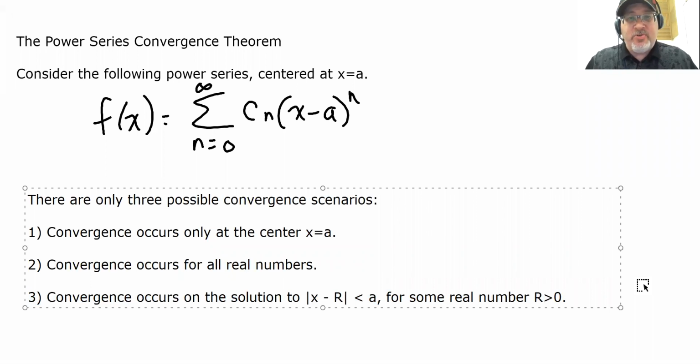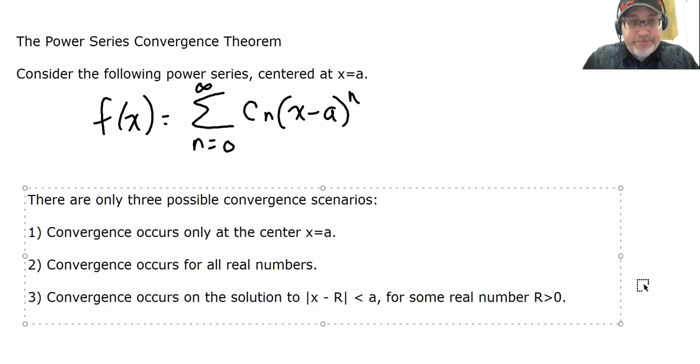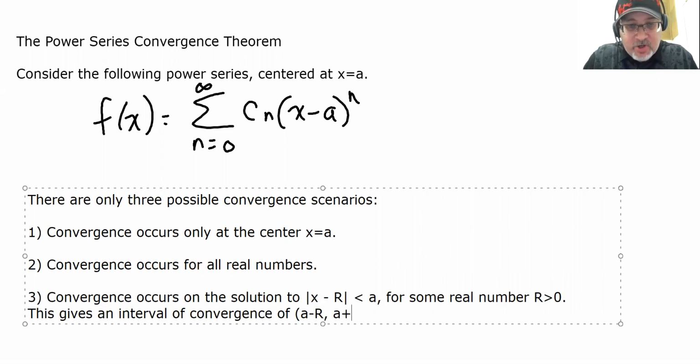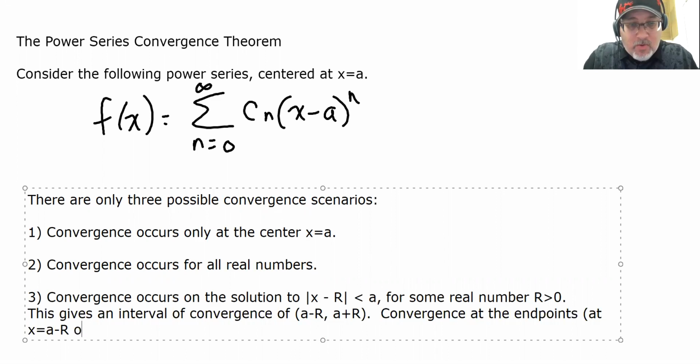All right, convergence occurs on the solution to absolute value of x minus r is less than a for some real number r. Let's see. This gives an interval of convergence of, let's see, it's going to be a minus r comma a plus r. Convergence at the endpoints, in other words, at x equals a minus r or x equals a plus r, needs to be investigated separately.